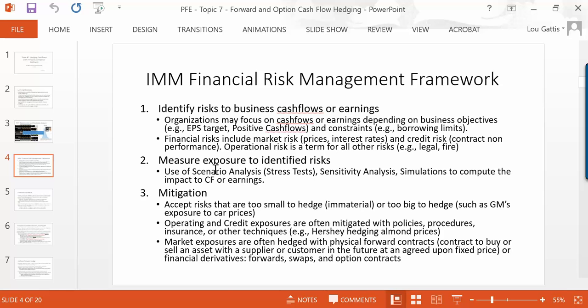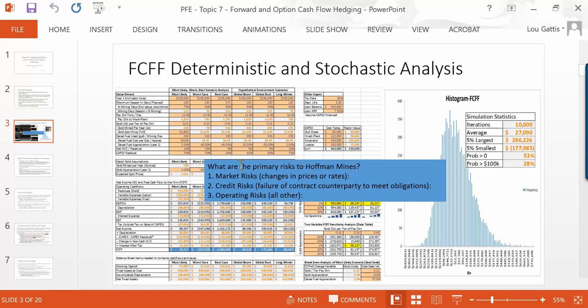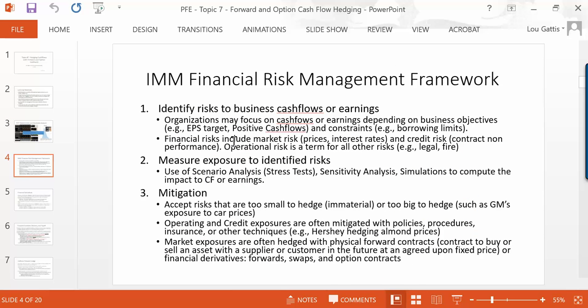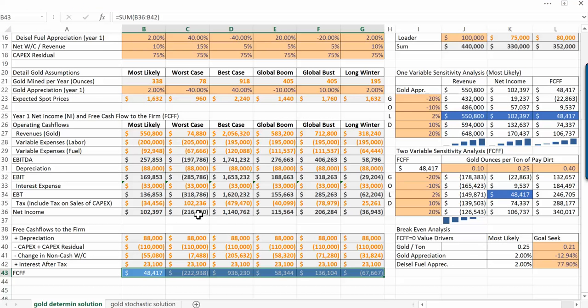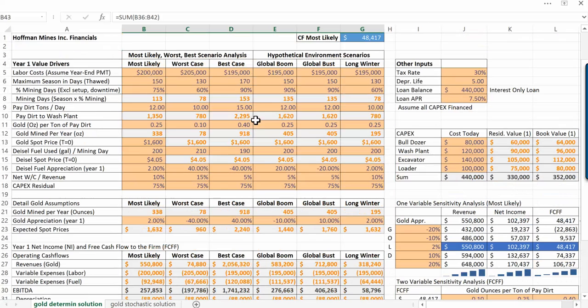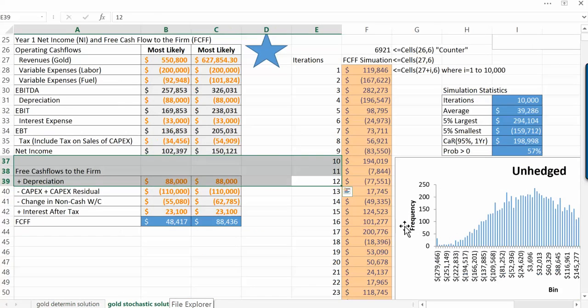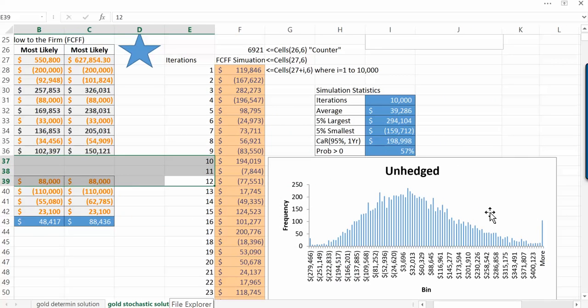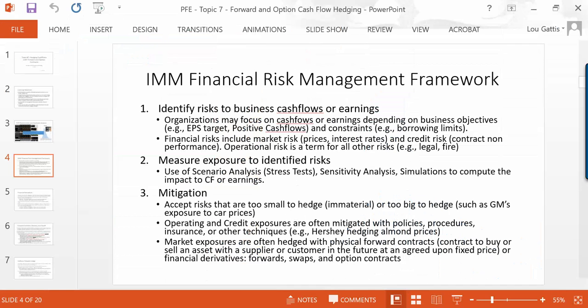Once you identify the risk, and the major risk to a gold mine would be the price of gold falling, then you measure exposure to that risk. And that's what we did in the last topic. We measured our exposure to changes in gold and gold content in the ground and so on. And this gave us a good idea of how risky it was. And then we did some stochastic modeling to see what that distribution of risk is for the gold mine business. So we've already done the first 2 areas of IMM. And now the question is mitigation.